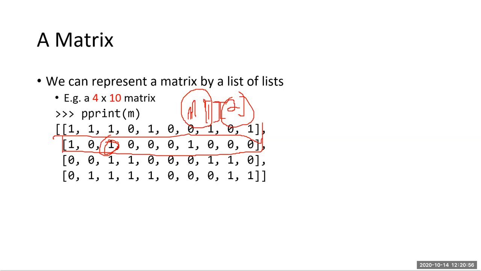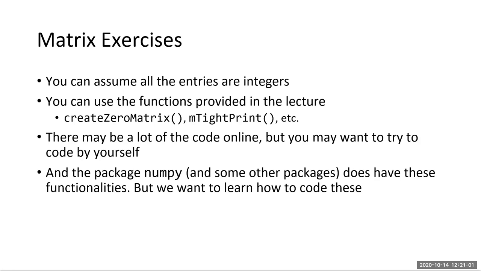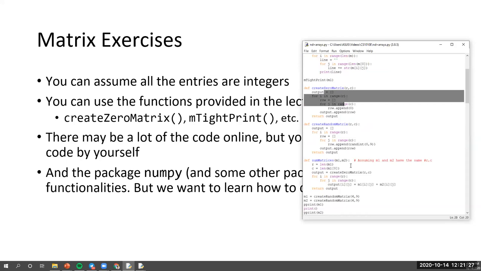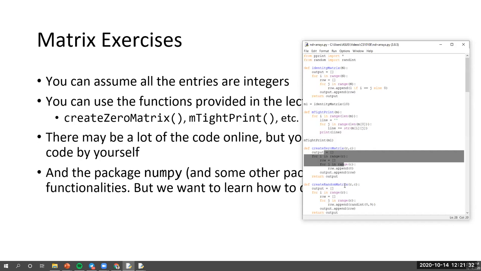So now we have matrix exercises, so we can assume that all the entries are integers. There are functions that have been provided in lecture, such as create zero matrix and print matrix. I hope you guys are familiar. In the case where you are not familiar, this is the function. Identity matrix, print matrix, create zero matrix, create random matrix, and sum matrices. If you don't know it yet, feel free to open the file. It's in Coursemology. Download it. It's going to be useful in our tutorial today.